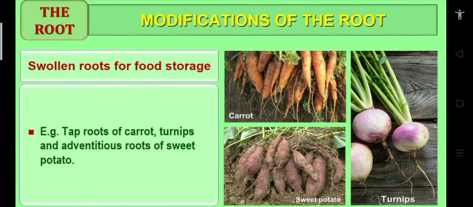Now you see modification of roots for food storage. They store the food material and become swollen, bigger in size. Carrot and turnip are taproot modifications. Sweet potato is an adventitious root modification. Which of the following tuberous roots is an adventitious root modification? A. Carrot, B. Turnip, C. Sweet potato, D. Potato. The answer is sweet potato, an adventitious root modification for food storage.